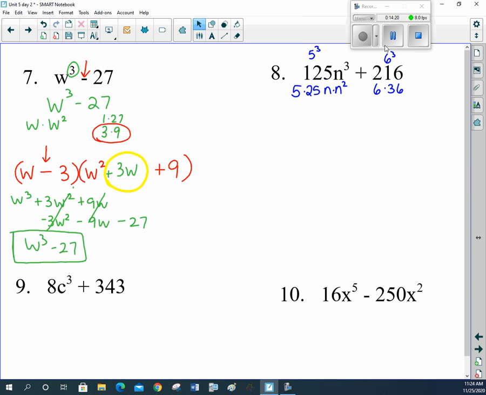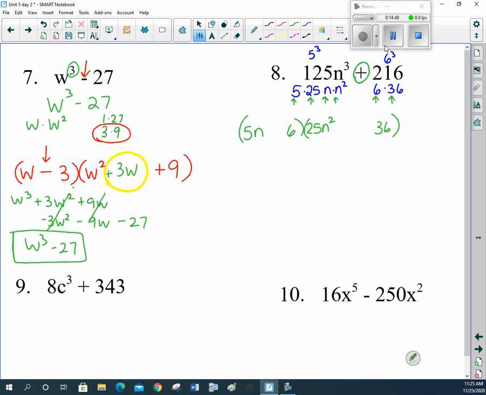Because it's a sum of cubes, remember this is the one where we're going to have a smaller parenthesis and a little bit bigger parenthesis. Smaller numbers always go in the small parentheses. So the 5 goes here with the n, and then the 25 and the n squared go in the front. Then the 6 is the smaller number, so it goes right here, and 36 goes on the back end.